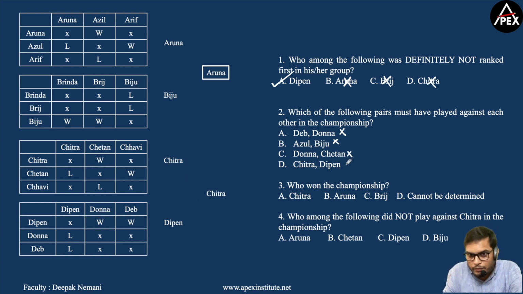Now option D, that should be Chitra and Dipen who are playing the second semi-final. Now who won the championship? Aruna. So the answer for this question should be option B.